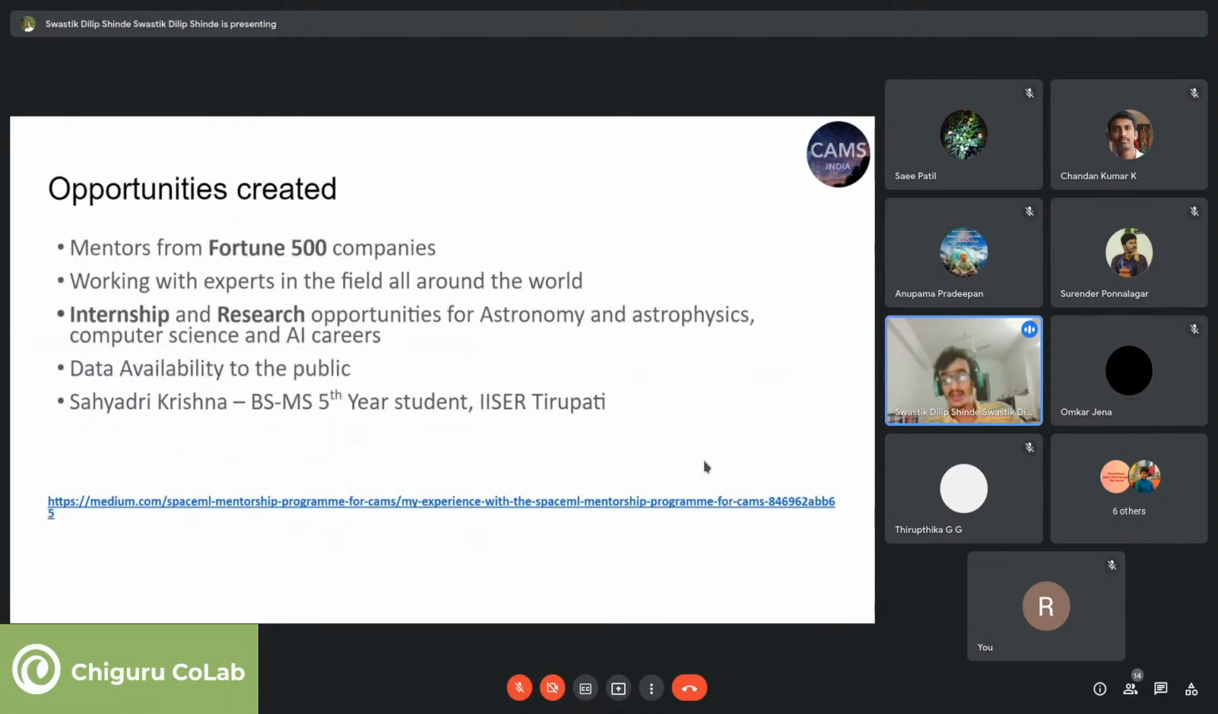Now, as CAMS is a citizen science project, the data collected for CAMS is available for everyone. Anyone can get access to the data, play on the data, and study it on their own. Now the CAMS algorithm itself, using the raw data, classifies it.